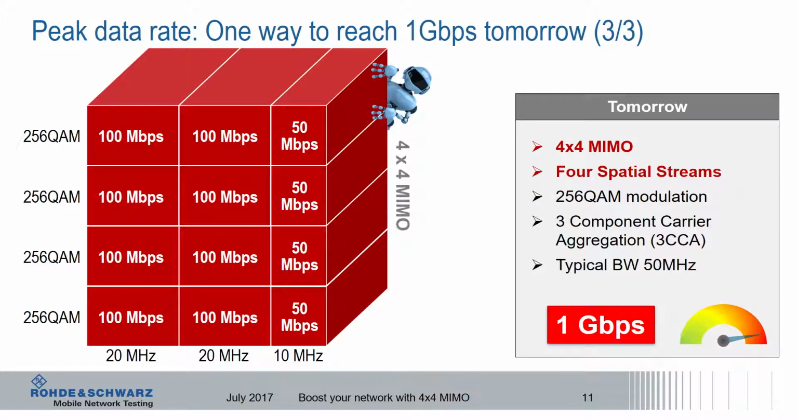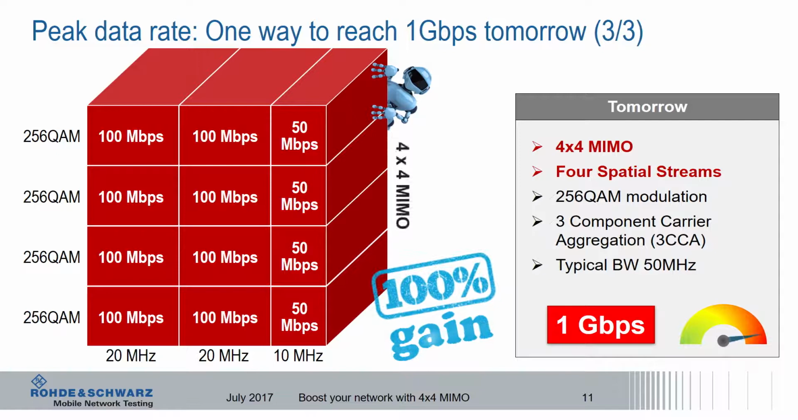So now we switched on 4x4 MIMO, and in our tube example, this would mean that we add 2 more layers of tubes. And with 4x4 MIMO, we now have 4 different spatial streams using the same air interface resources. This has to be emphasized, the same air interface resources. And this doubles the peak data rate compared to 2x2 MIMO. Our speed meter now shows 1 gigabit per second peak data rate in theory. But please remember the preconditions.